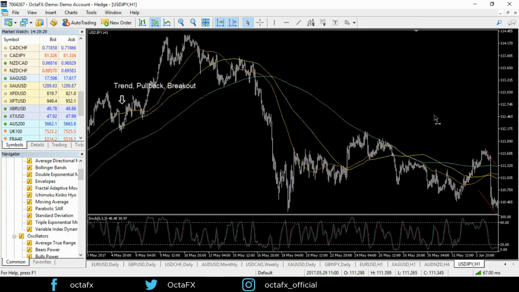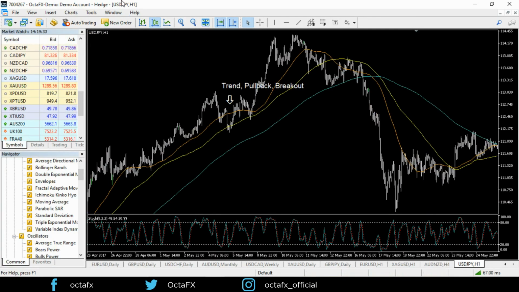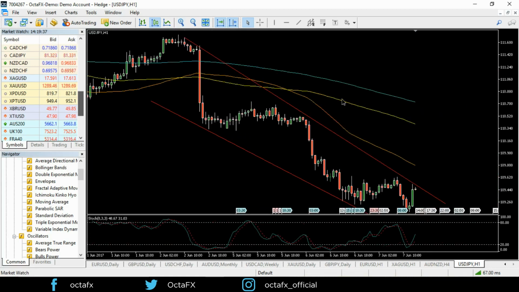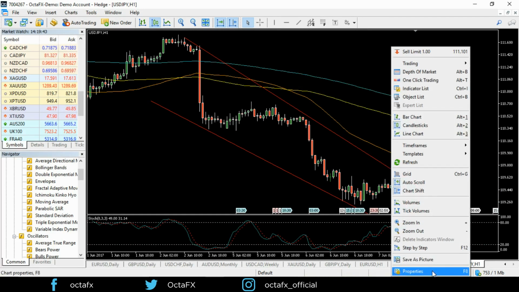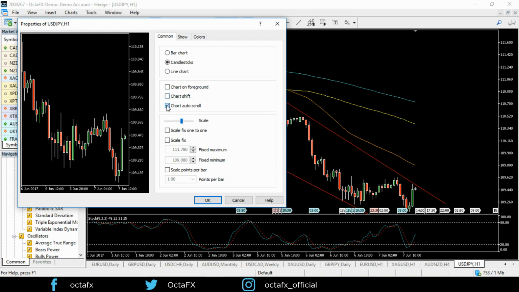We also pulled up an instance of another trend pullback breakout trade here. Just to make this a little bit larger. Got a little problem with the auto scroll here. Let's get rid of that.